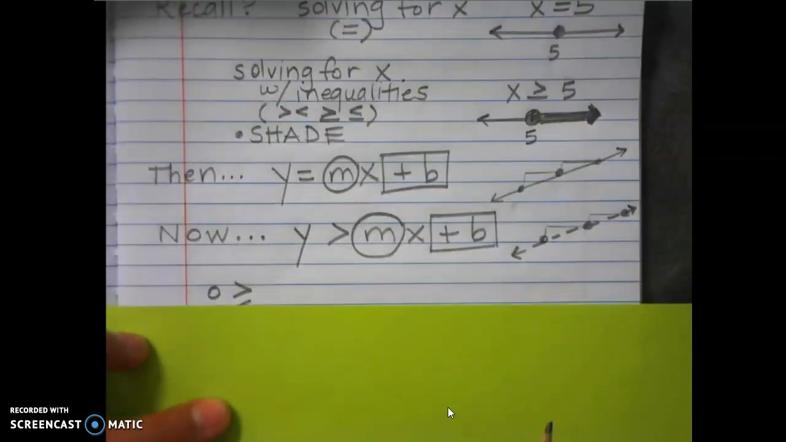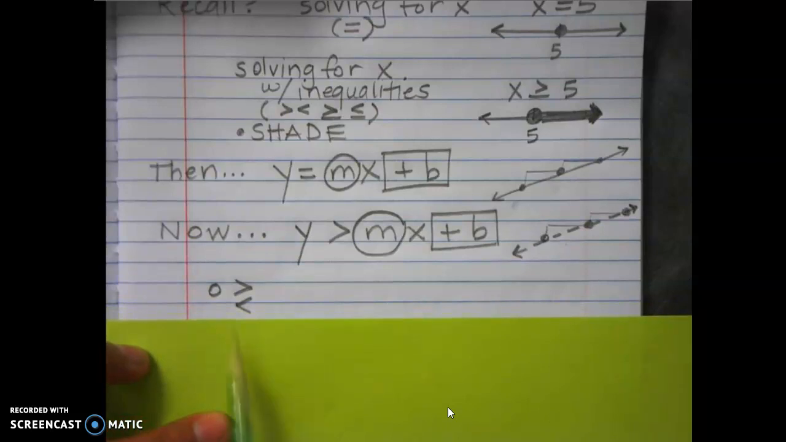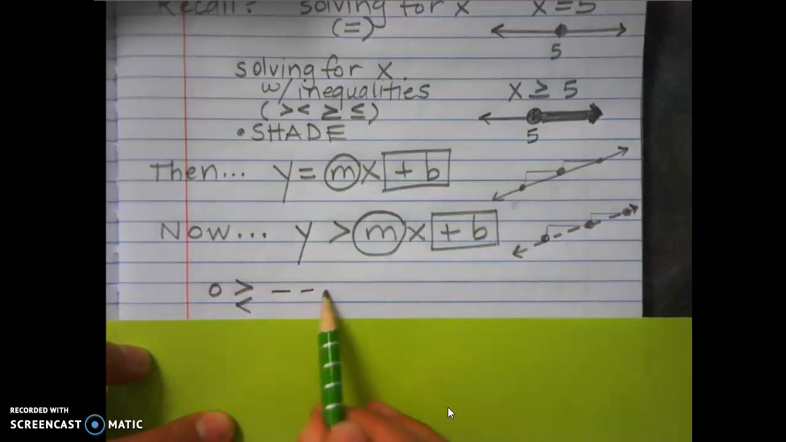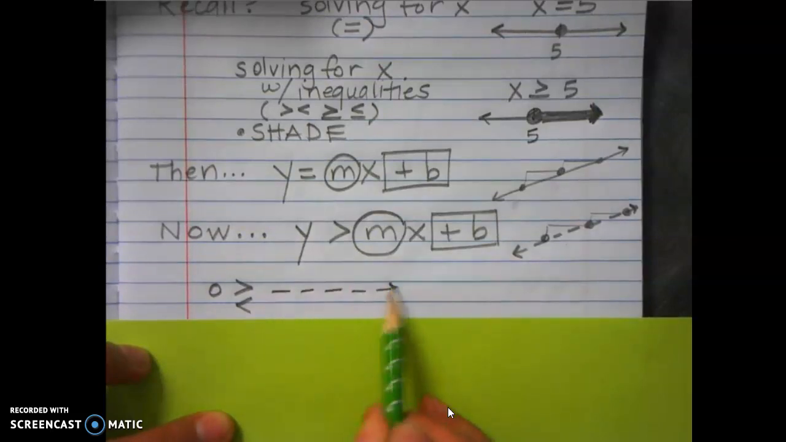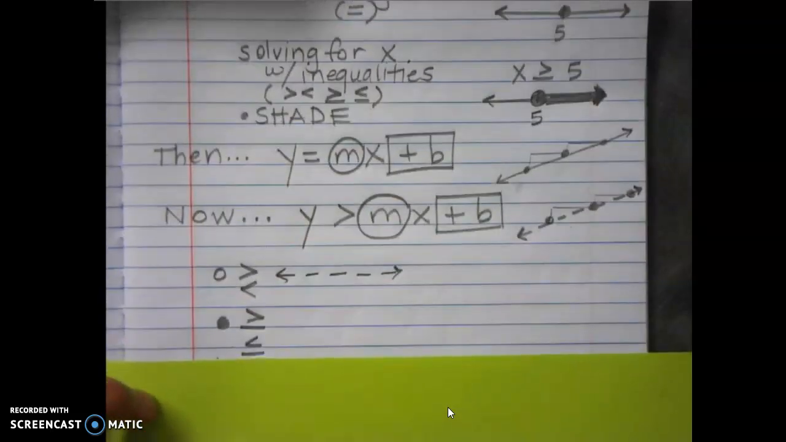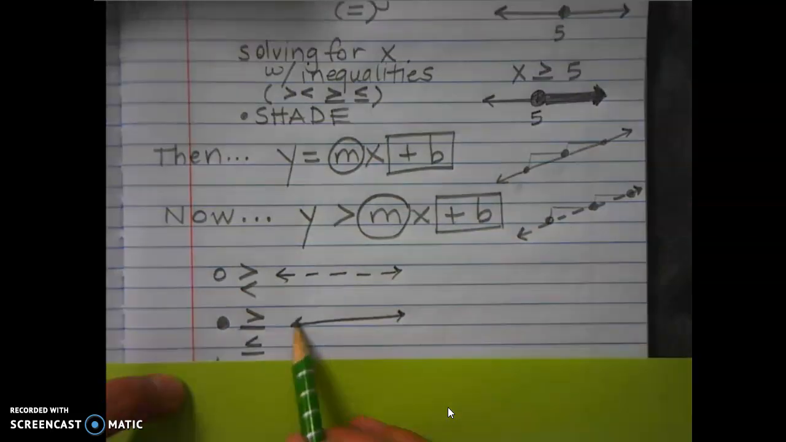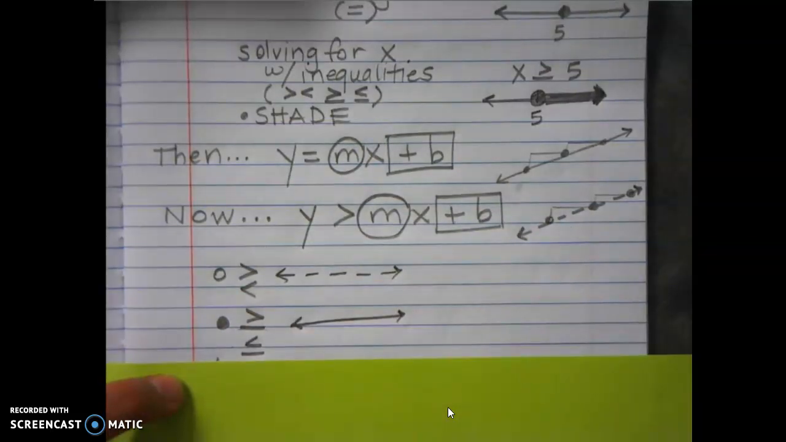So if we remember, with an open circle, we've got our symbols that do not have a line underneath. Those are going to connect our points with a dotted or a dashed line. And then if you've got the closed circle or the inequality symbols that have or equal to underneath, that's a solid line connecting your points. And then all we have left to do now is the shading part.